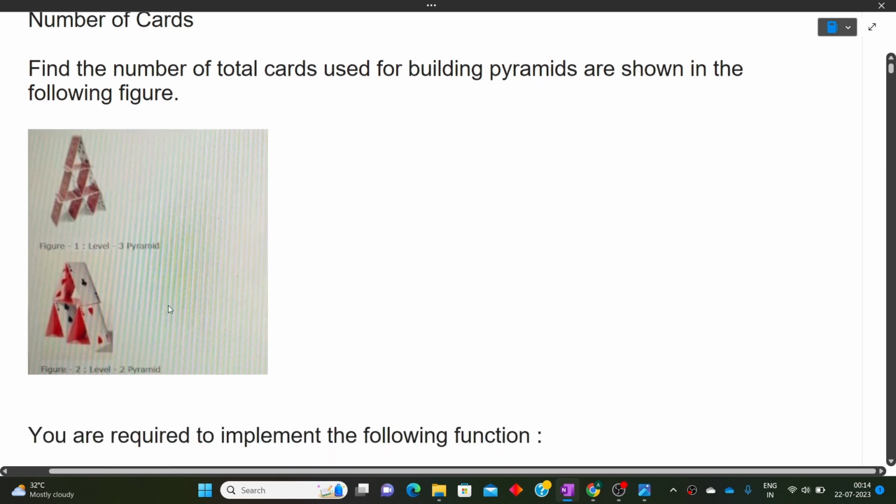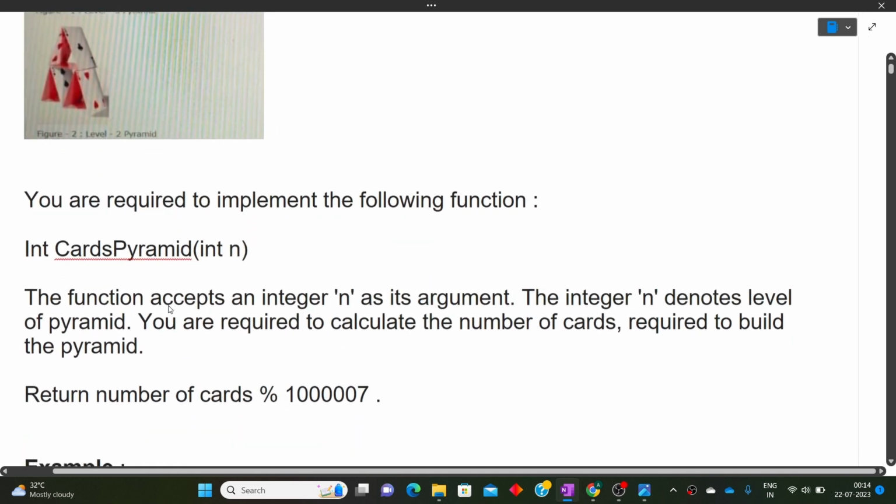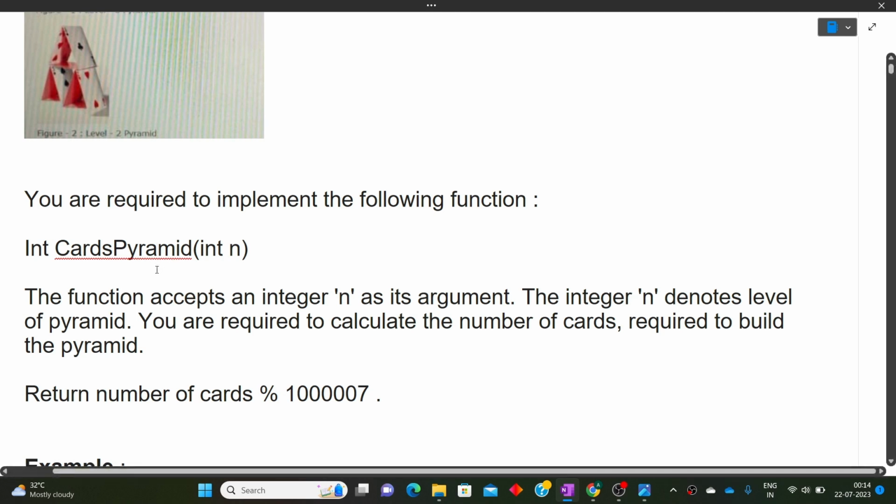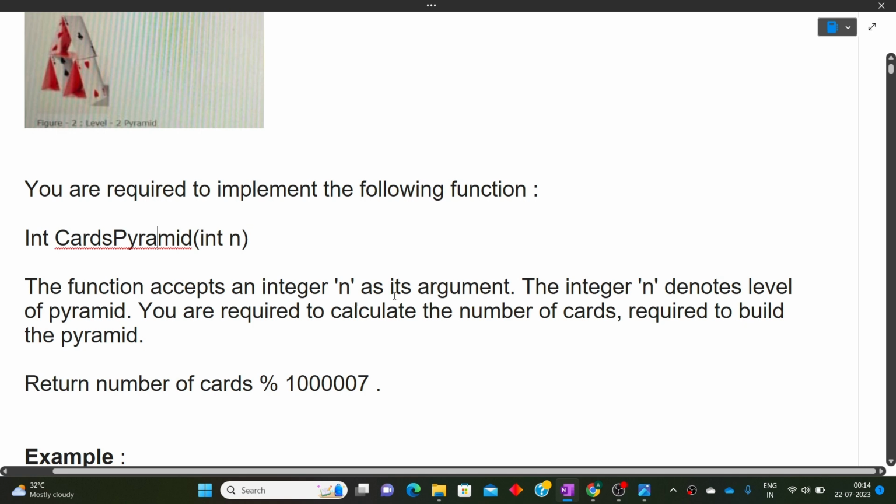Okay, so let's just move ahead with reading the question. Now you are required to implement the following function. As I've told you, in Accenture hiring, the only thing you have to implement is the function. You don't have to take any input, it will all be managed by their side, just the function you will have to implement. Okay, the function accepts an integer n as its argument.